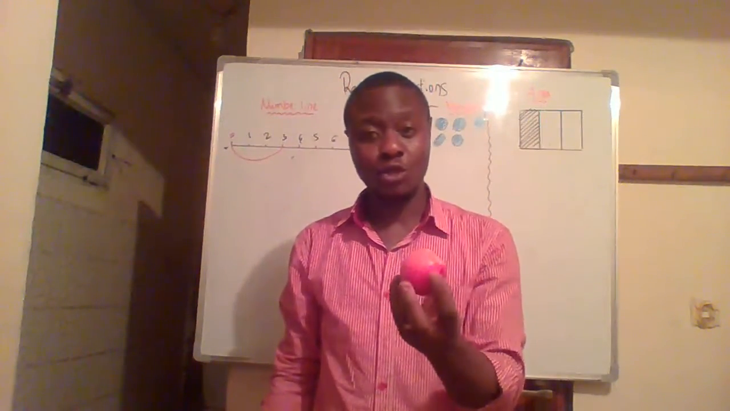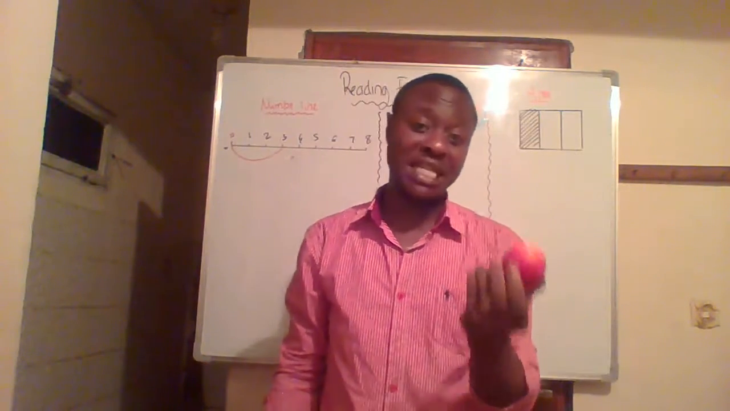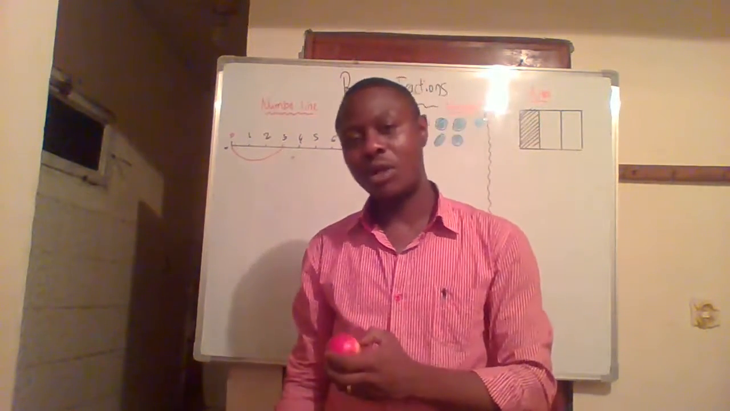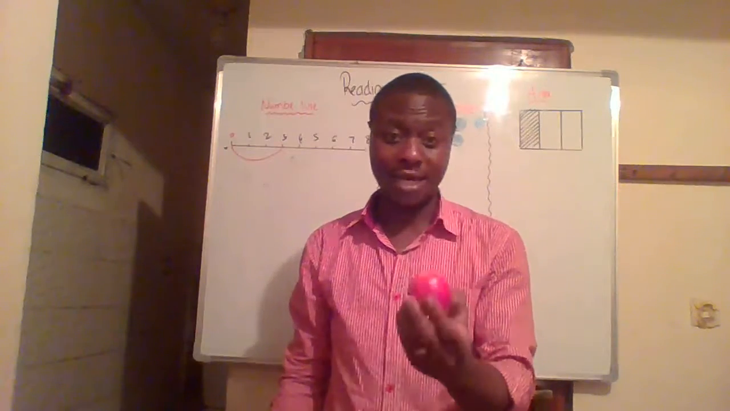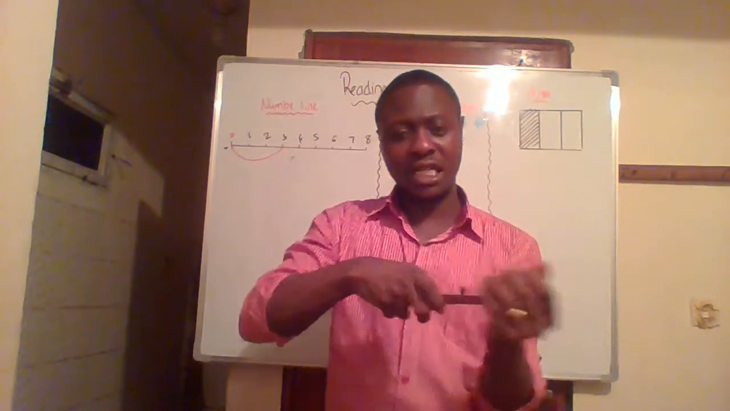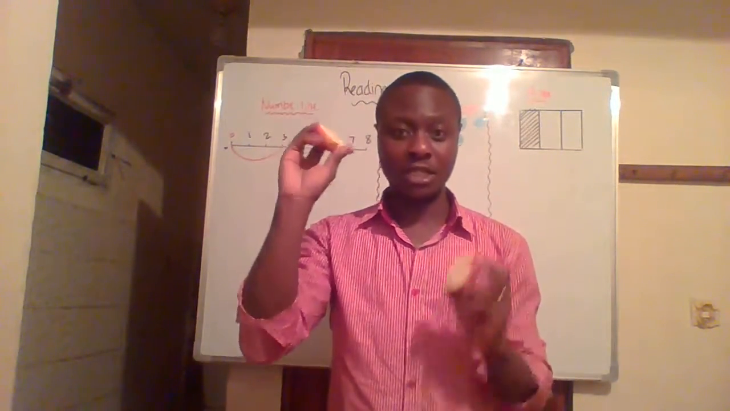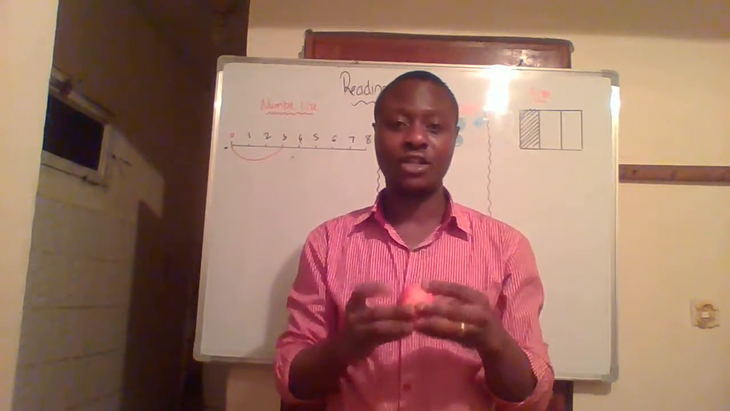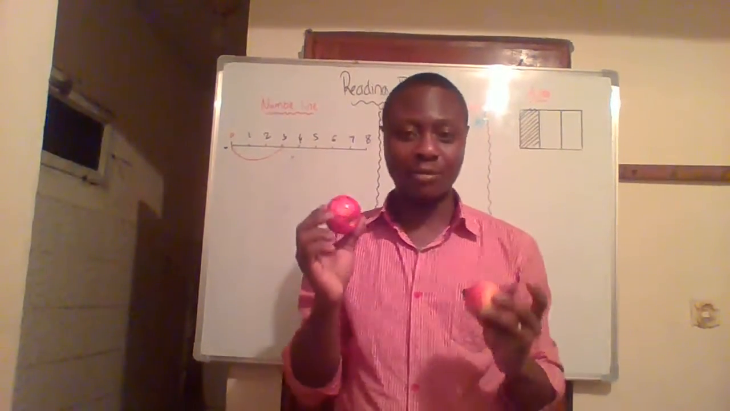When I divide it in two equal parts, the parts should be equal. There shouldn't be a smaller and a bigger part. They should be equal. So when I cut it in two equal parts, now I have two equal parts. These parts and this part are a fraction of a whole apple.